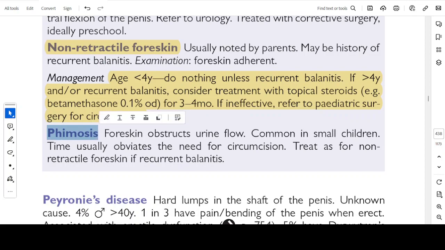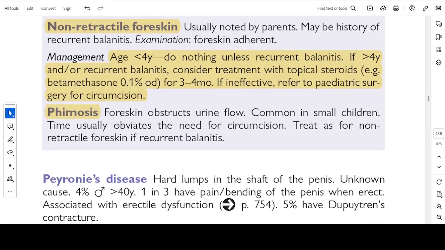Phimosis. The foreskin obstructs the flow, common in small children. Time usually obviates the need for circumcision. Treat as for non-retractile foreskin if recurrent balanitis is present.